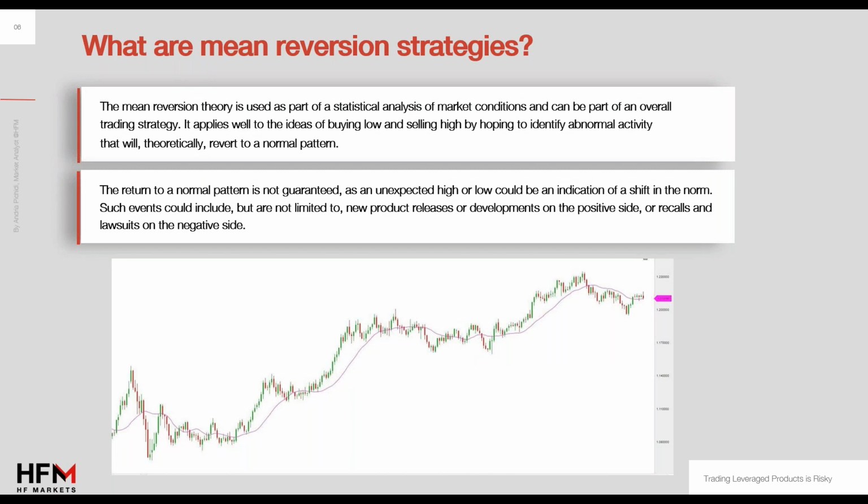What are the mean reversion strategies? Mean reversion, in theory, as we said, is the market condition in which our asset is moving sideways, but it still can be a part of an overall trading strategy. So it applies well to the ideas of buying the low or selling the high by hoping to identify an abnormal activity that will theoretically revert to the normal pattern. So we can buy the bottom or sell the high on the belief that it will return to its average line. Okay.